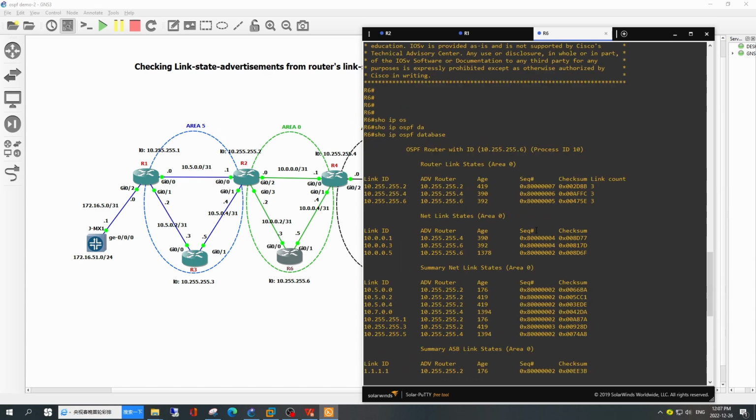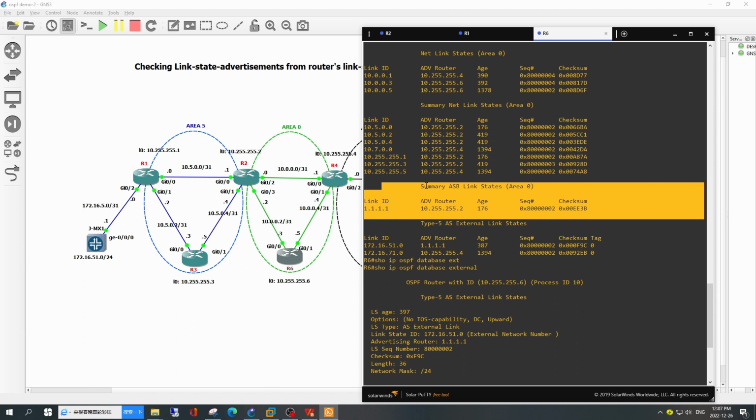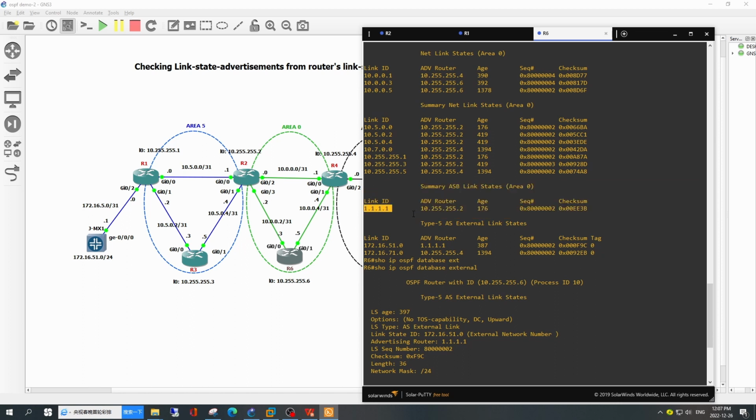So you take a look at this R6 routing table. Where is this regarding the link ID 1.1.1.1? Only in the summary ASBR can you find this link ID. If you want to go to this link ID, you must go to 10.5.5.2, right? Just need to go to R2. So with this information, R6 can build its shortest path tree and figure out how the route is. If you're missing this type 4 here, then that's the problem. Then it cannot work this way.